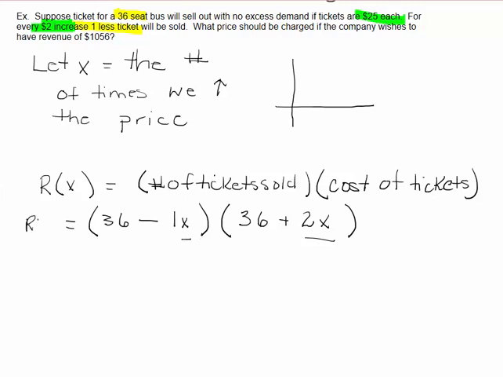So this is my revenue function. My revenue function really has 2 different formulas in it. It has the number of tickets sold, a small formula here, and the cost of the tickets.